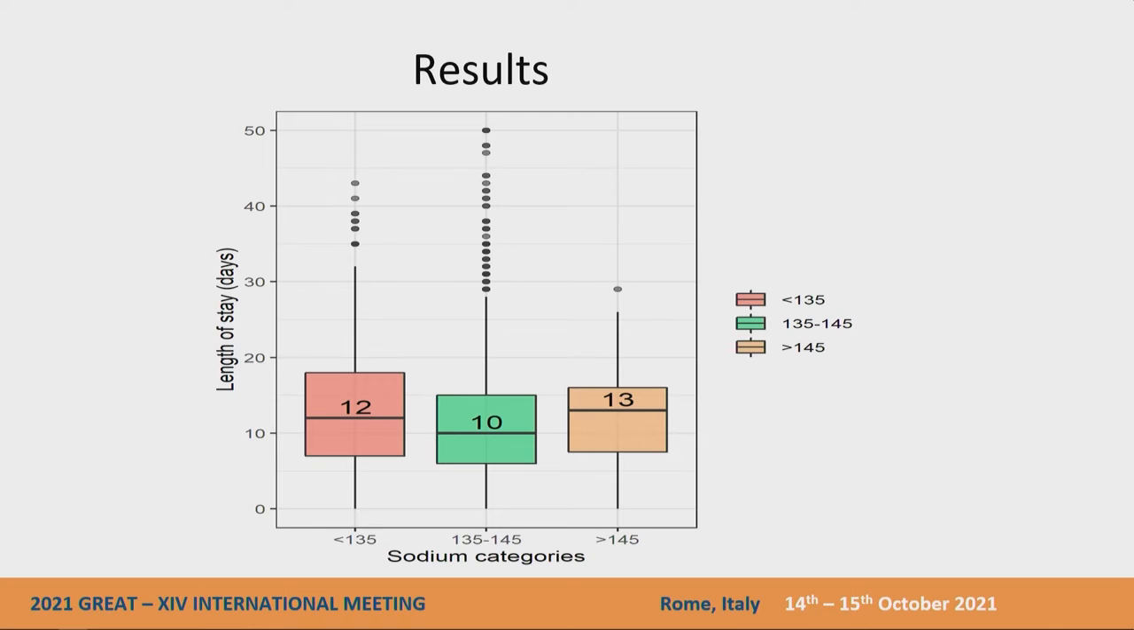Our results showed that patients in the hyponatremia group had significantly longer duration of hospitalization in comparison to the normonatremia group, but shorter in comparison to the hypernatremia group. The median length of stay was 12 days for the hyponatremia group, 10 days for the normonatremia group, and 13 days for the hypernatremia group.